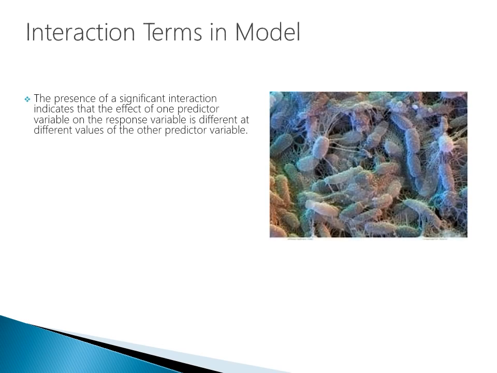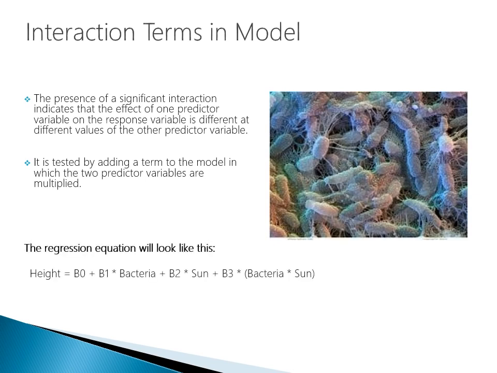The presence of a significant interaction indicates that the effect of one predictor variable on the response variable is different at different values of the other predictor variable. It is tested by adding a term to the model in which the two predictor variables are multiplied. So our regression equation will look something like this: height equals beta naught plus beta 1 times bacteria plus beta 2 times sun plus beta 3 times, and here's our interaction term, bacteria times sun.